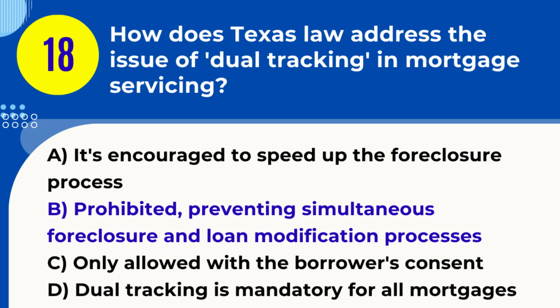Answer. B. Prohibited, preventing simultaneous foreclosure and loan modification processes. Explanation. Texas law prohibits dual tracking in mortgage servicing, which means that mortgage servicers cannot simultaneously proceed with foreclosure while a loan modification application is pending. This law aims to give homeowners a fair chance to modify their loans and avoid foreclosure.